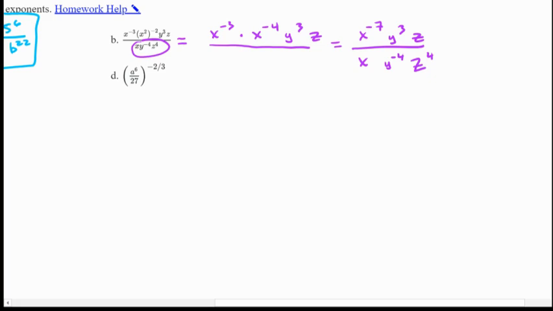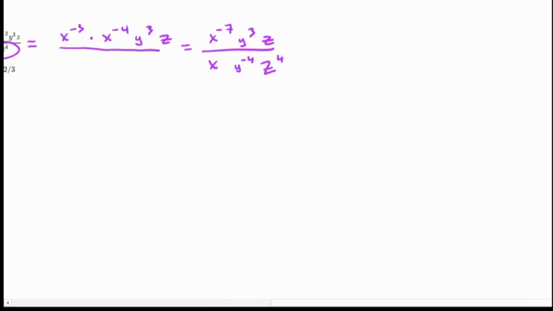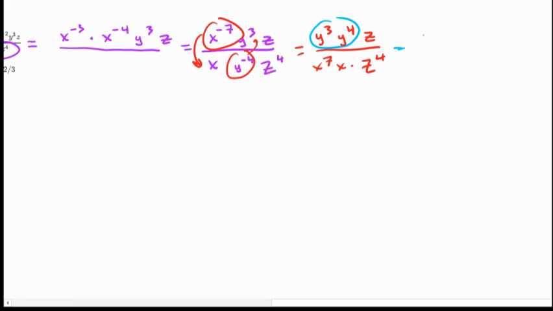A couple things that I can do with these: any negative exponents, I can take the reciprocal of or flip them to the opposite side of our fraction bar. So that means I'm going to multiply x to the power of positive 7 to the bottom, and I'm going to multiply y to the power of positive 4 to the top. So before we multiply, we've got y to the power of 3 times y to the power of 4 times z, over x to the power of 7 times x times z to the power of 4. Now I'm going to multiply my y's together to get y to the power of 7, and multiply my x's together to get x to the power of 8.